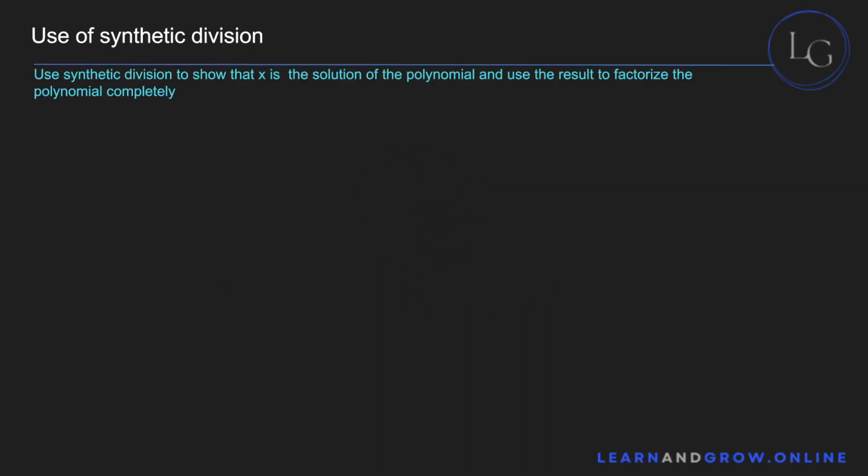Let's see how we can use synthetic division to factorize a polynomial and to confirm if a given factor or a given value is indeed a solution to a particular polynomial. So see over here, this question is asking us to see if this x is equal to 2 is indeed a solution of this cubic equation. So this x is equal to 2 can be written down as x minus 2 is equal to 0. So basically what we need to prove is that this x minus 2 is a factor of this cubic equation.